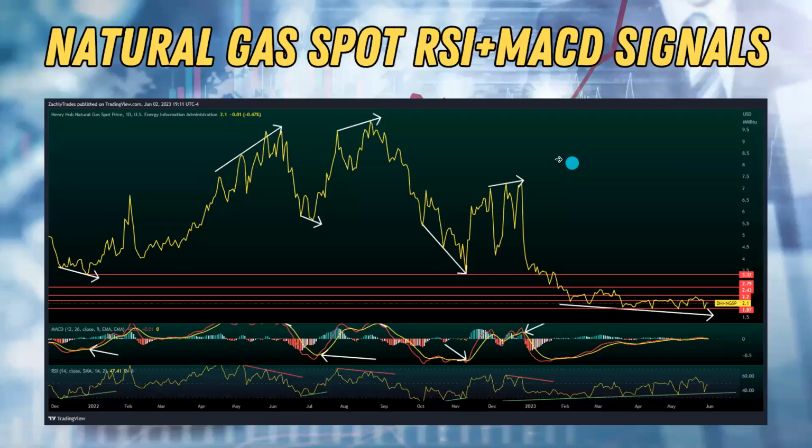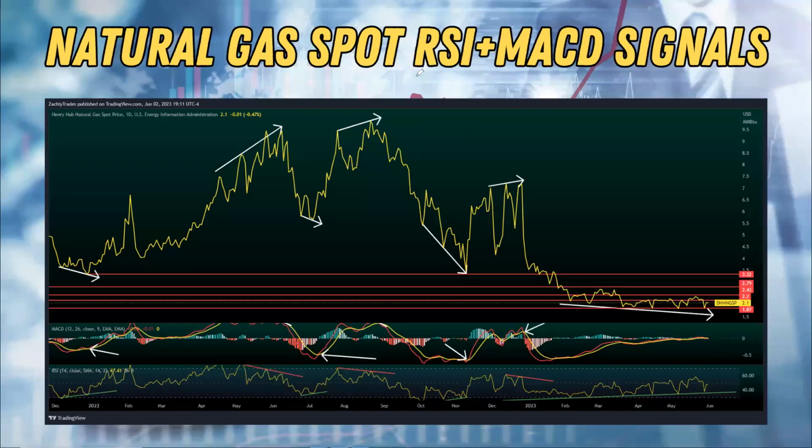Now, we'll go ahead and take a look at the spot price real quick. This is the Henry Hub spot price, and we're going to take a look at the RSI and MACD signals that I like to use as potential entry and exit signals, right? And so when it comes to the RSI, this is this yellow line down here. This is this indicator. What this is, is your relative strength index. This is going to measure the relative strength of whatever you're looking at its given price.